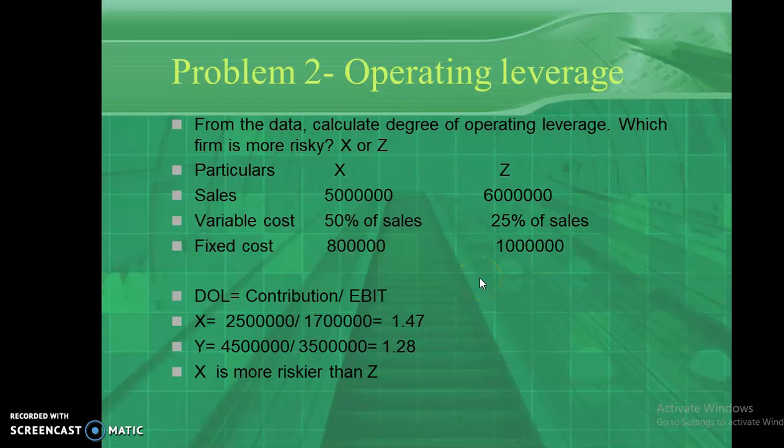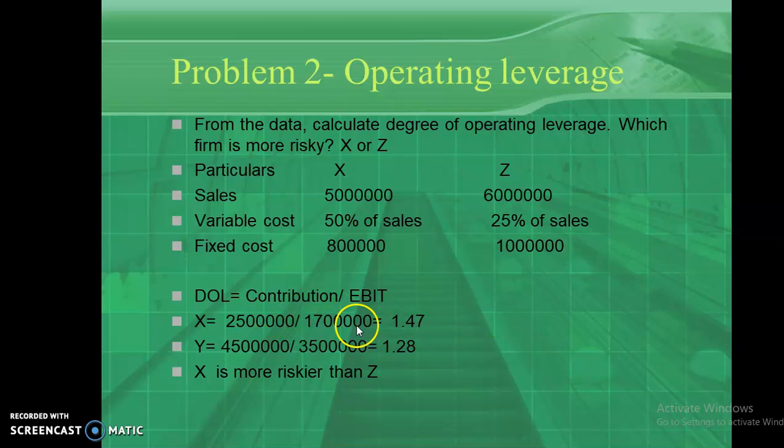Which firm has got more degree of operating leverage? Firm X got more degree of operating leverage, which means that firm X is more riskier than firm Z. That's the meaning of that. It's not Y, this is Z. So you will get the degree of leverage from this. It tells about the risk.